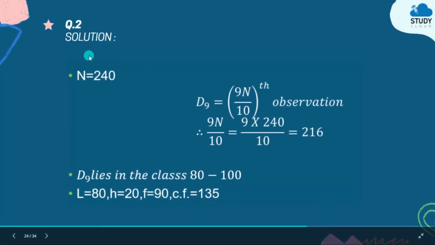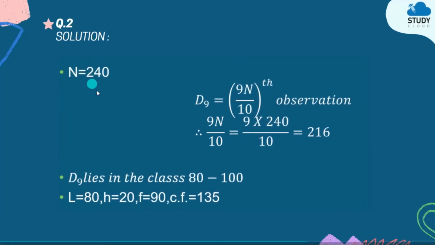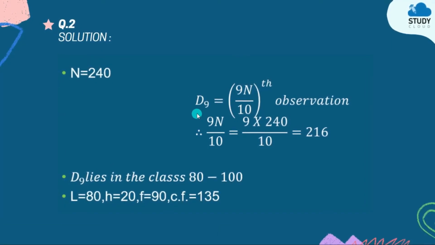Now first we have to find decile 9. So your n is 240. To find D9, first we have to calculate 9 into n upon 10th observation. So your n is 240. So 9 multiplied by 240 upon 10. Cancel this 0 and this 0. What you will get? 9 into 24. So when you multiply it, you will get 216.